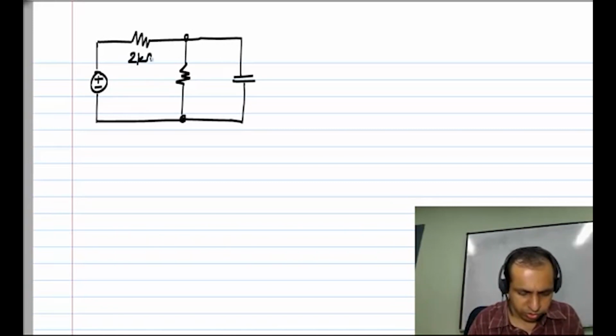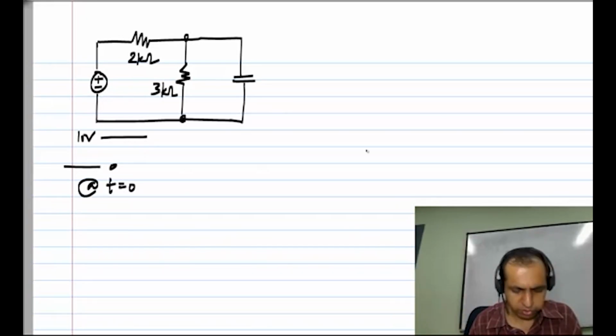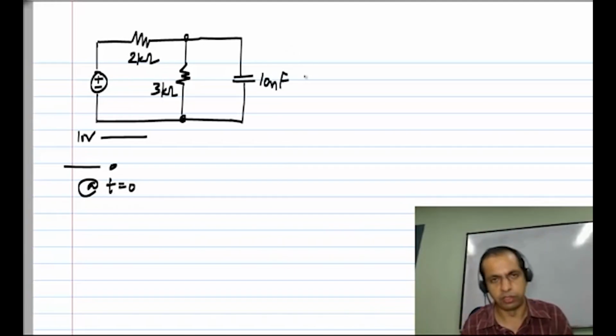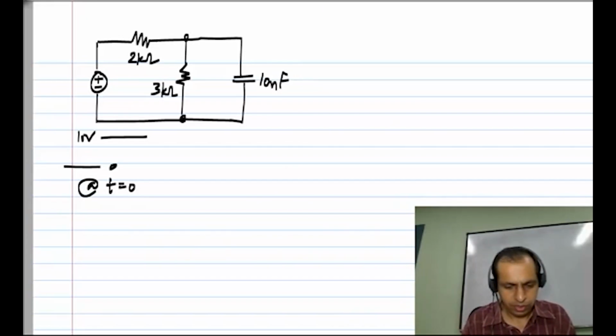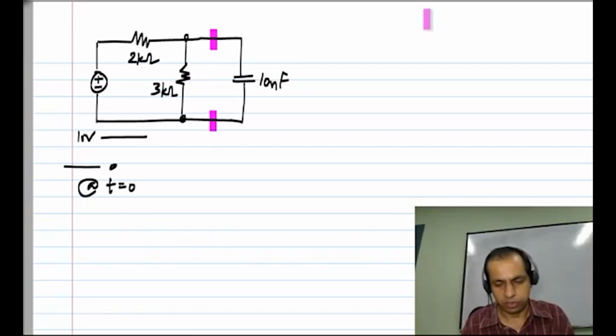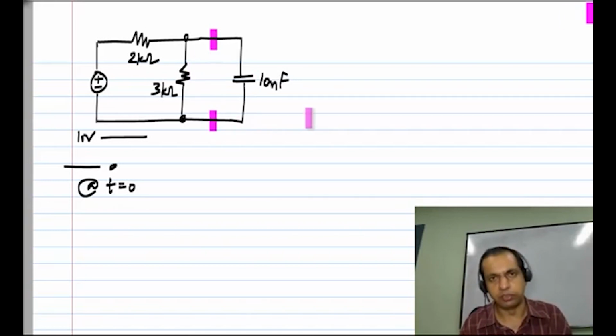Let's say this is a 2 kilo ohm and this is a 3 kilo ohm resistor, and this steps from 0 to 10 volts at t equals 0, and we have a capacitance which is, let's say, 10 nanofarads. Now, though we have two resistors, this can be effectively reduced to a single voltage source in series with a single resistor at the terminals of the capacitor using the familiar Thevenin equivalent.